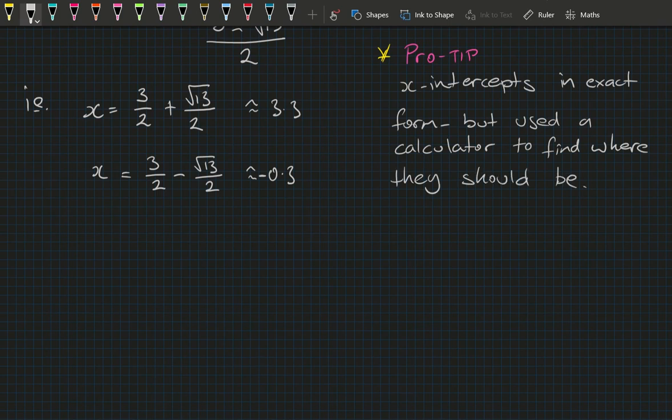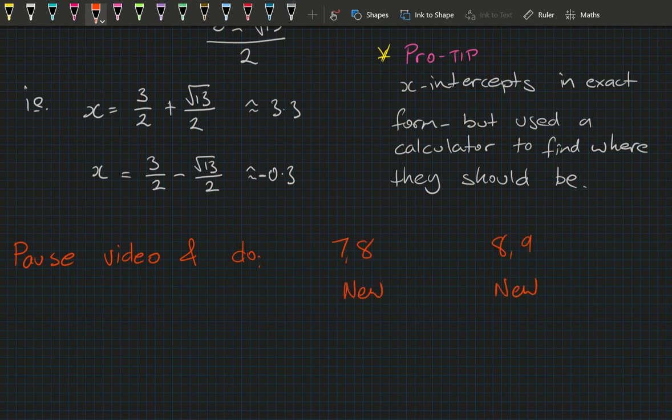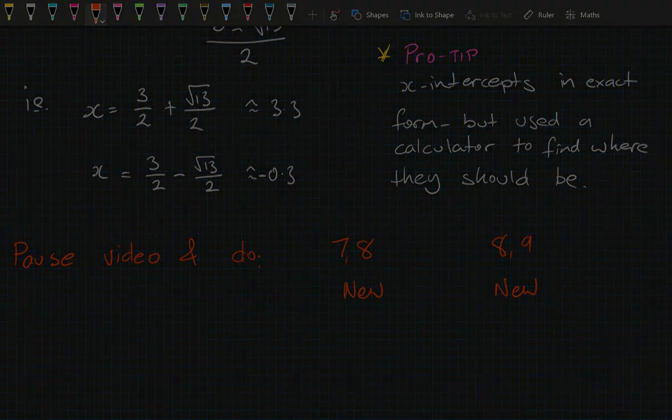So we've really hit the point of the major skill you're trying to learn today. Right about now, you should pause that video and work on questions 7 and 8 in the new book and questions 8 and 9 in the old book. And then you can come back so we can summarize that lesson.